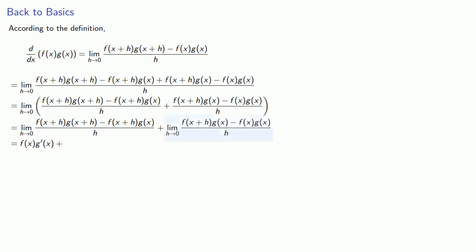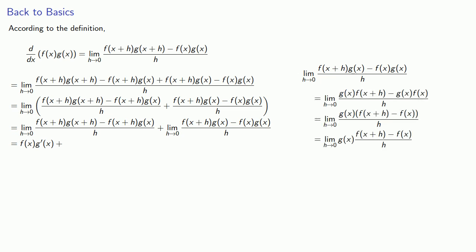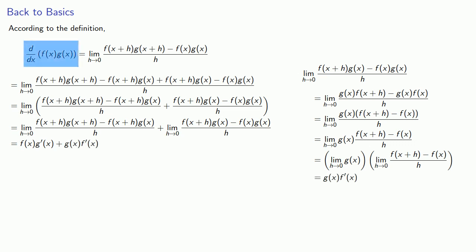How about that second limit? This time everything has a factor of g of x, so we can remove that factor. The limit of a product is the product of the limits. And this limit is just the derivative of f. So this second term is g of x, f prime of x. And so the derivative of a product is the sum of the products of one function times the derivative of the other.